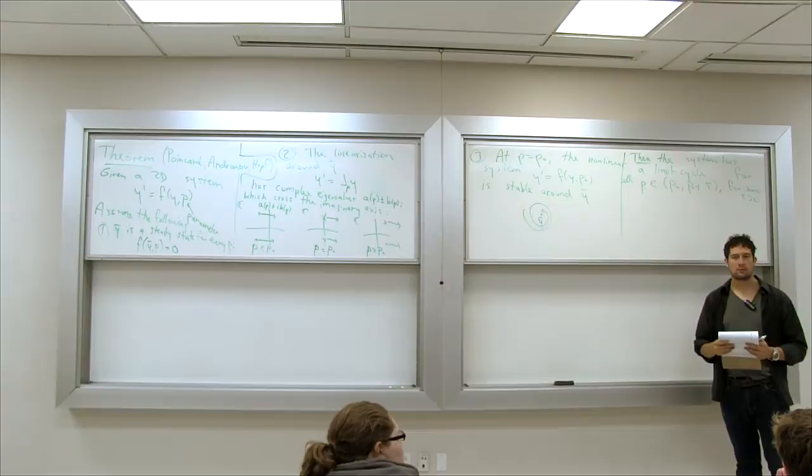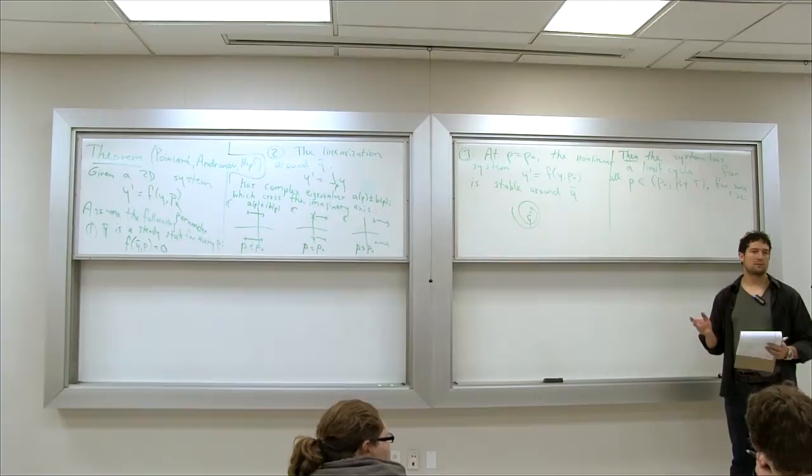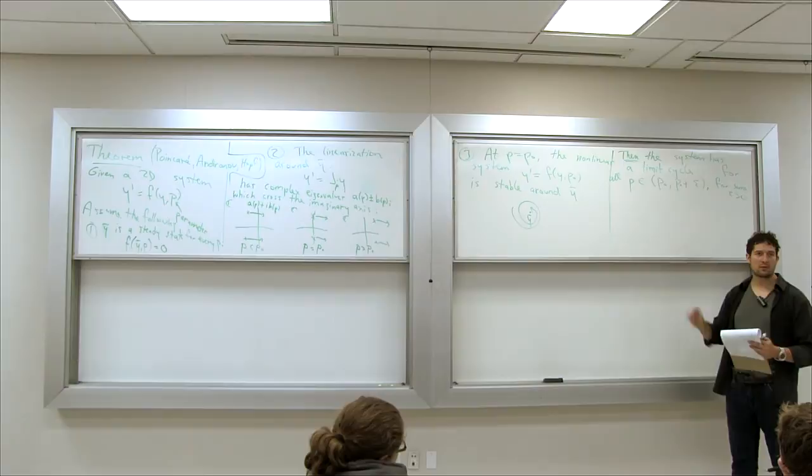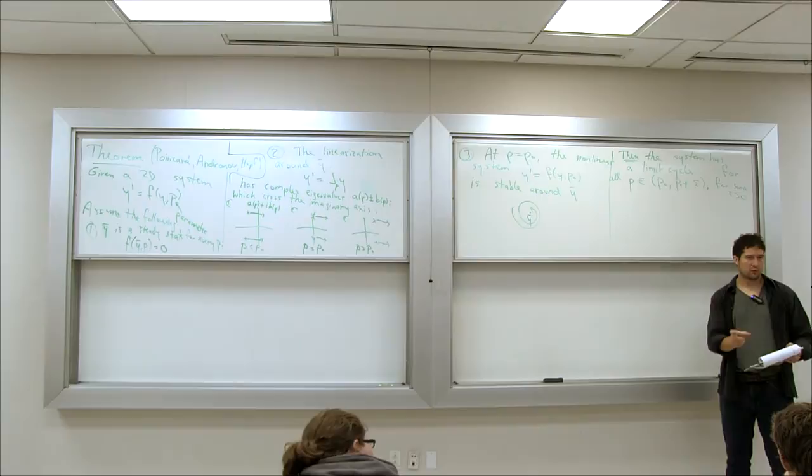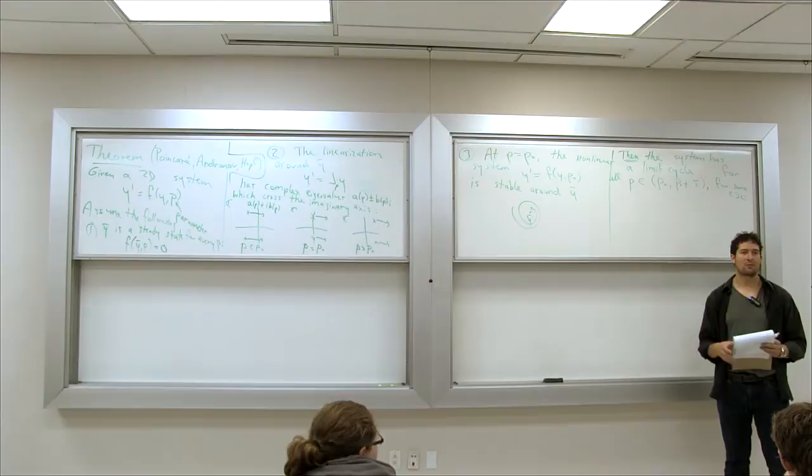I wouldn't think about it as a perturbation of P0. Think about it as an interval of P, right? And really, what you're thinking about when you read this statement is there are a lot of limit cycles for many values of P. You can only prove it rigorously for a small interval, but you can think about it as just for many values of P, this happens. Okay.